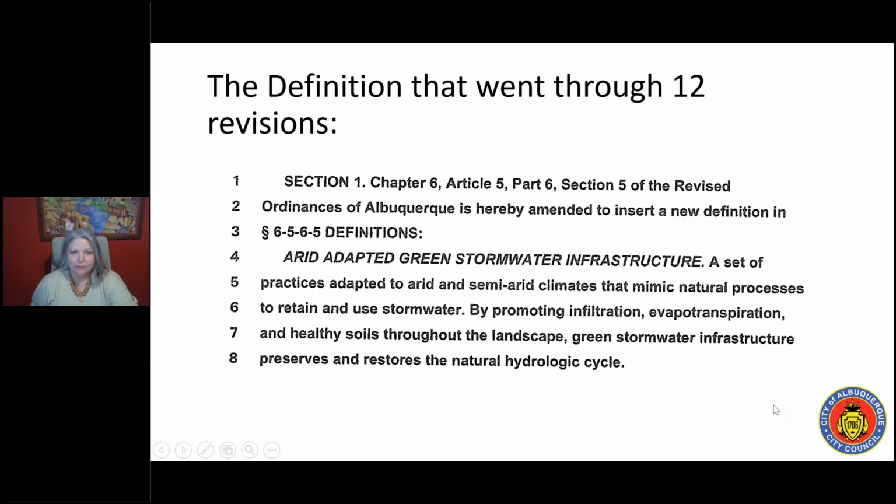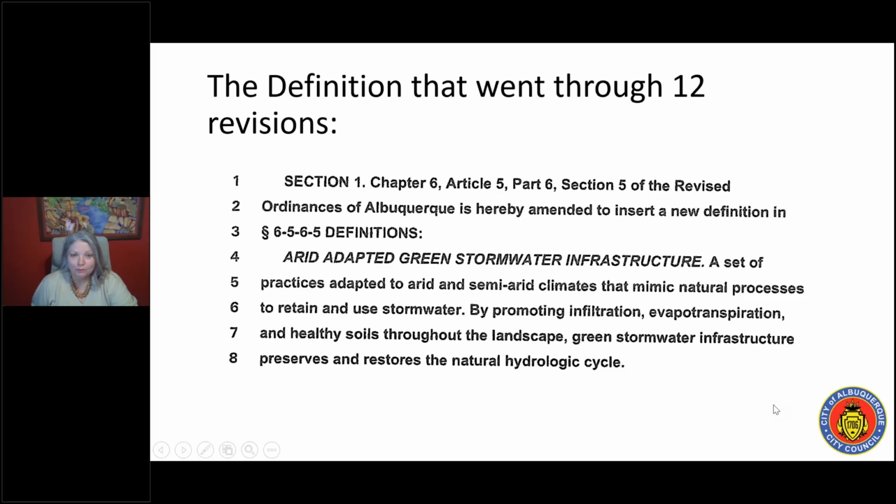We have a link that we can put in the chat for everyone to see the whole entire bill. But I thought I would just go through the big picture, the heart of the legislation that we passed. And the first thing I wanted to talk about was the definition. And I think Shannon mentioned there's not one accepted definition of green stormwater infrastructure. And boy, is that true.